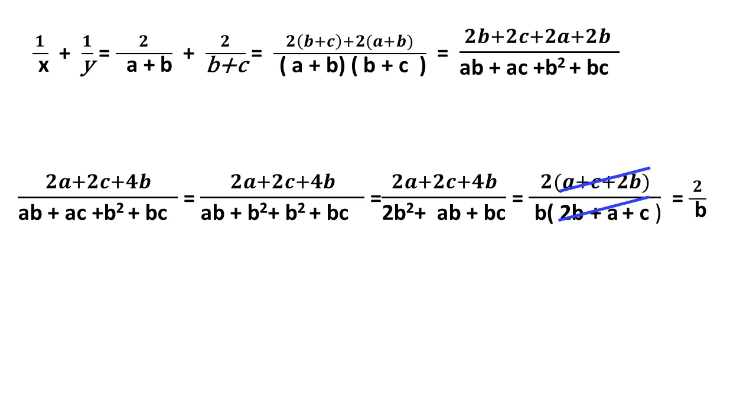And in the place of AC, b square is substituted. That you need to note down. In the place of AC, b square is substituted, and in the next step, b square plus b square will be written as 2b square. So in the same way, try to solve the sub question 2.